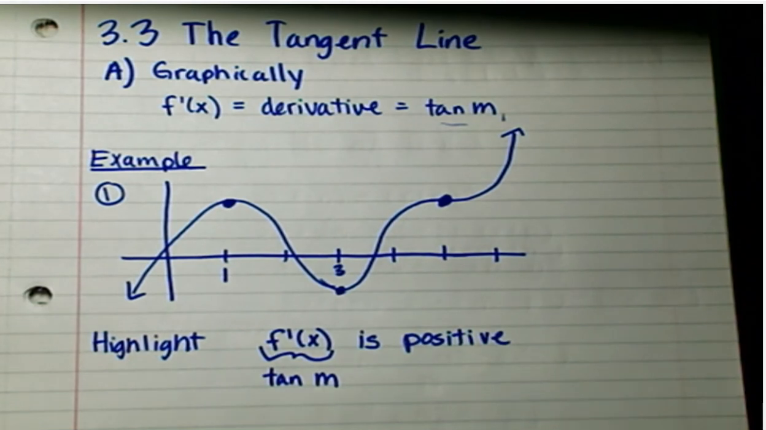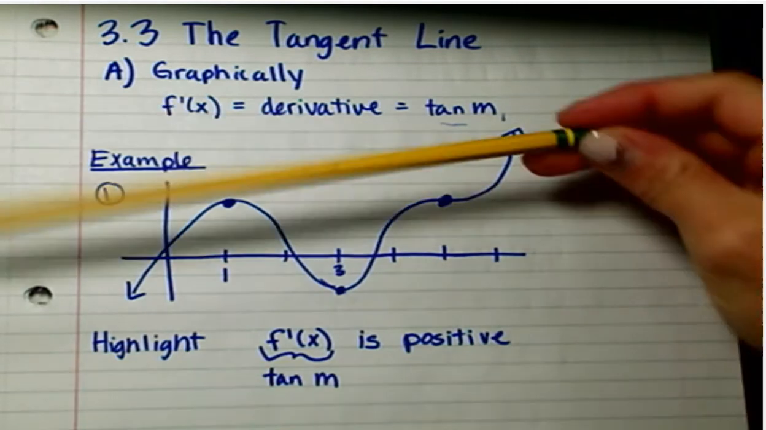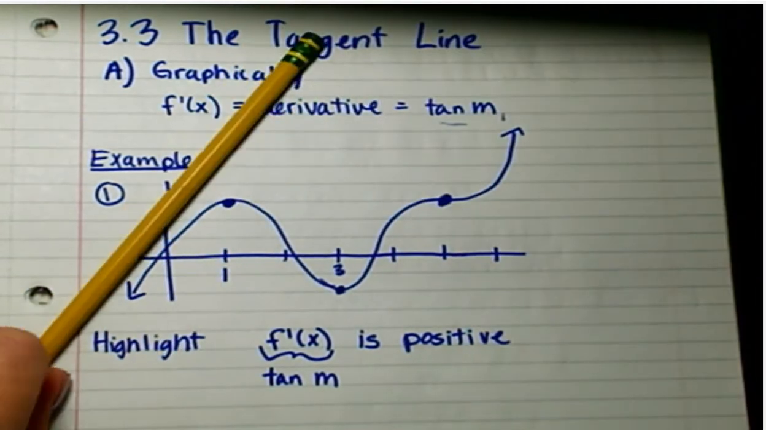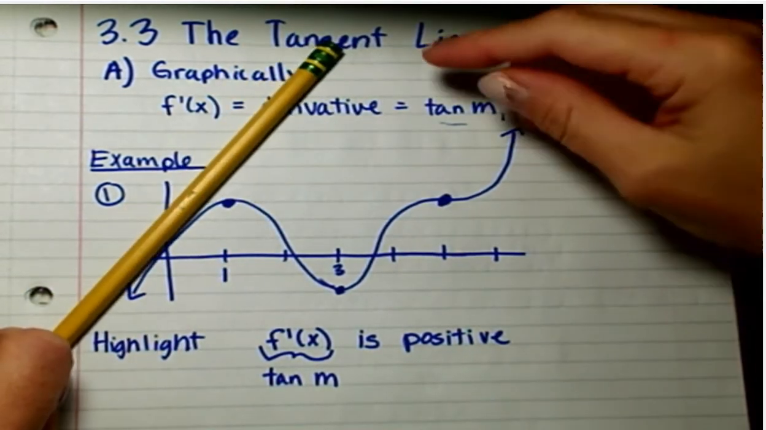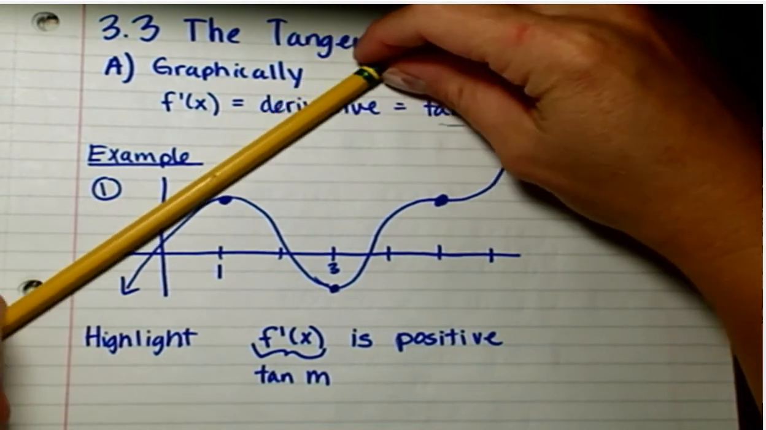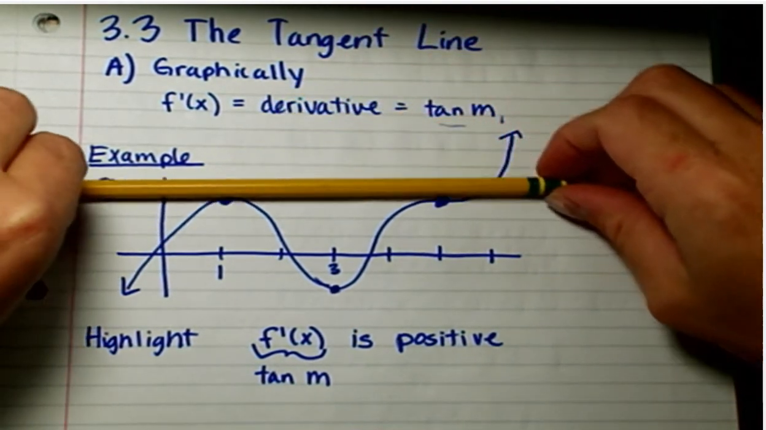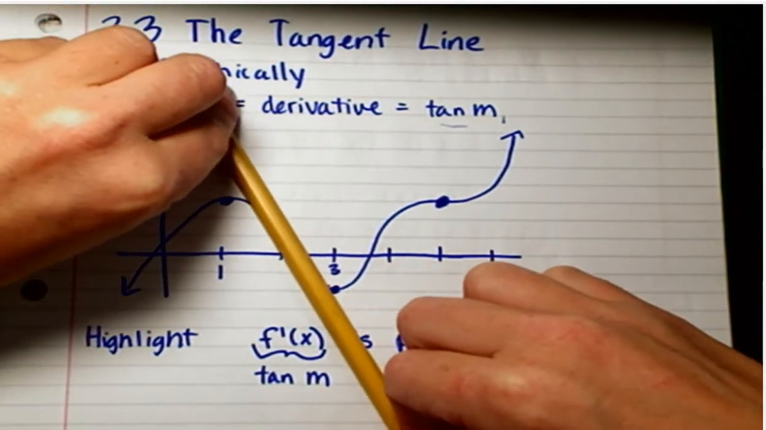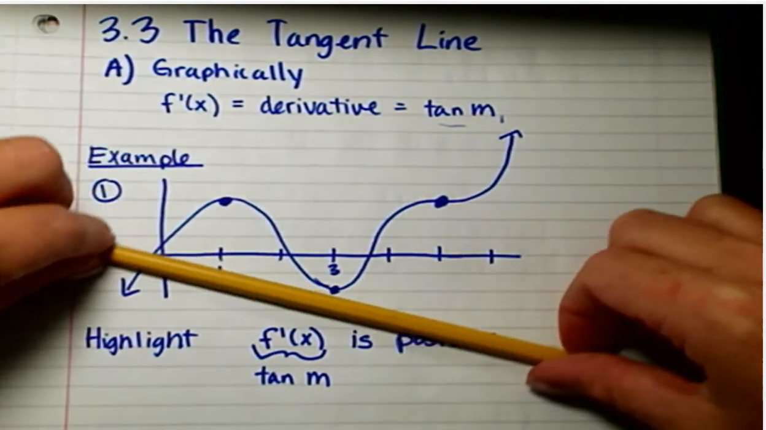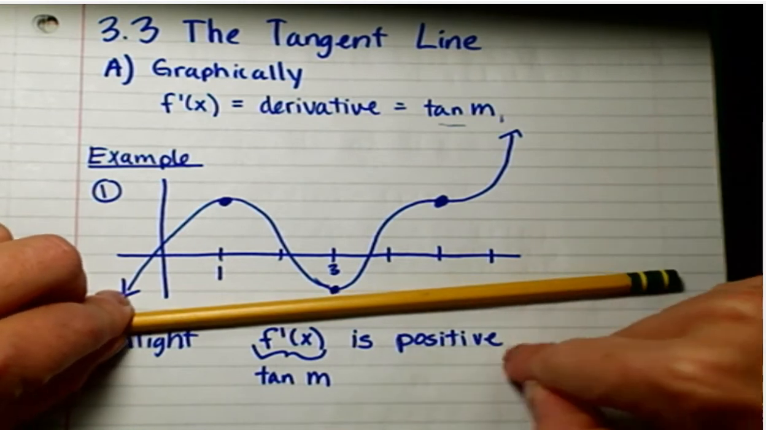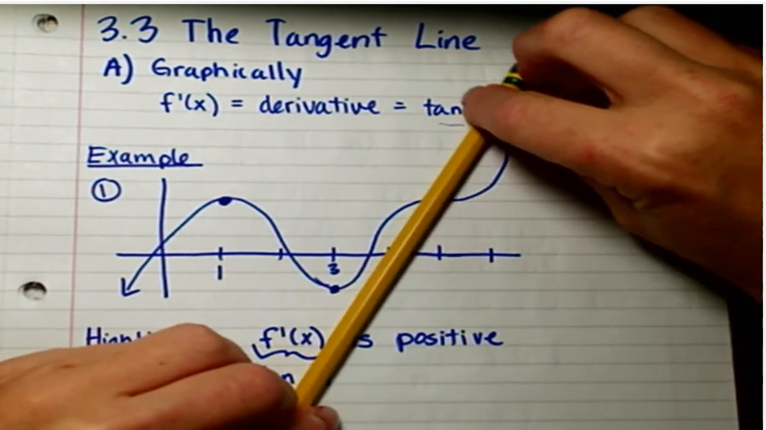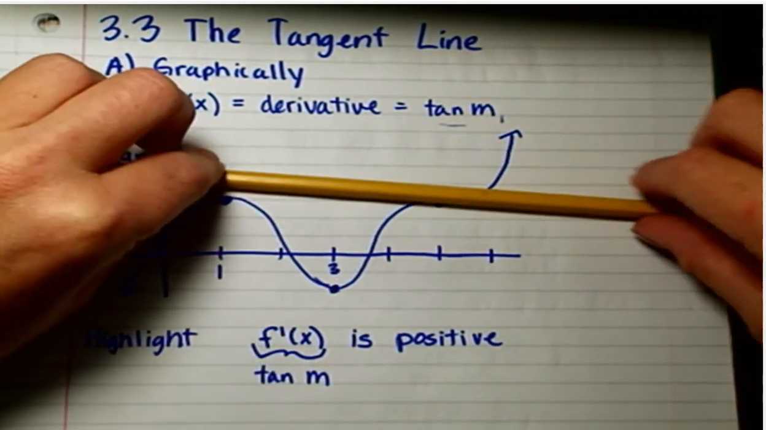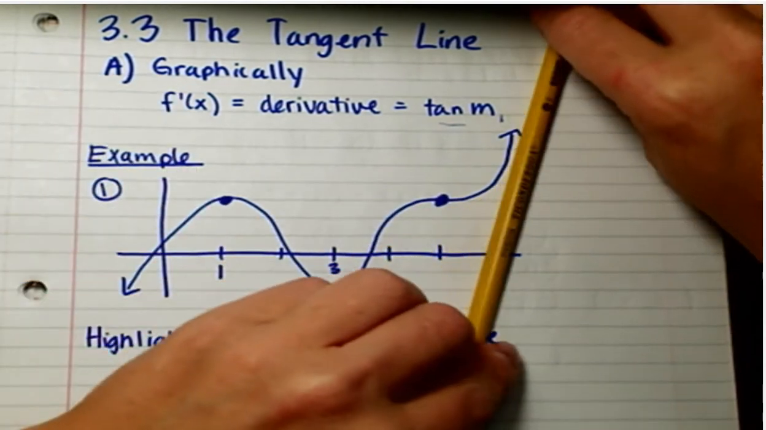So I take my very nifty tangent line and pencil, and I just drag my pencil across the graph, and I'm looking at the slope of the pencil, and where is the slope of that pencil positive? That's what I want to know. So you have to kind of envision the tangent line.